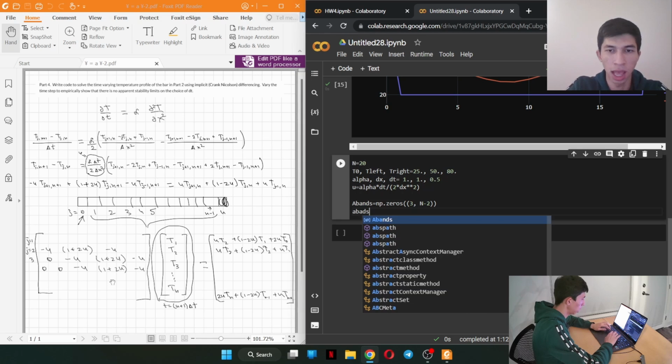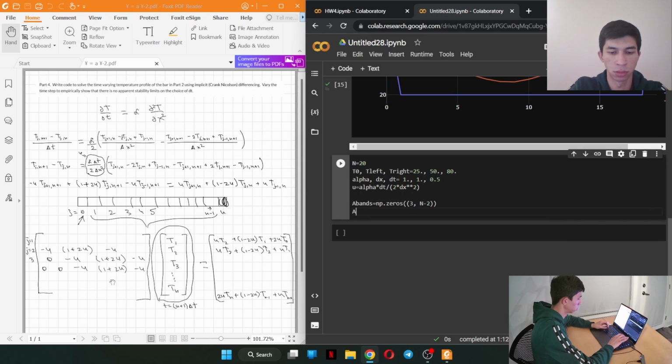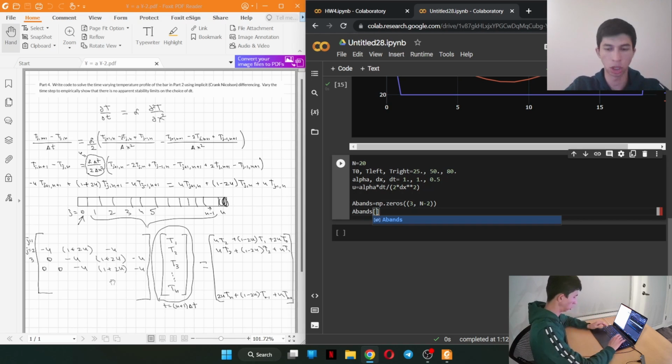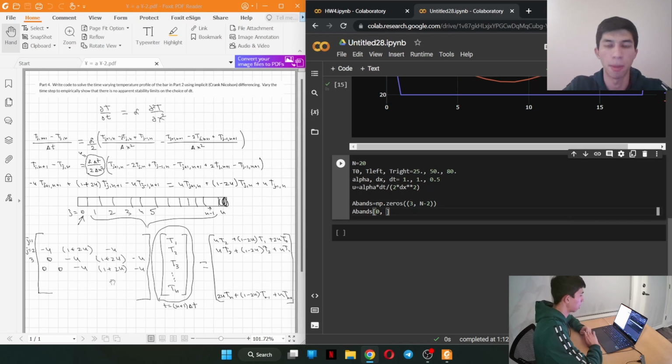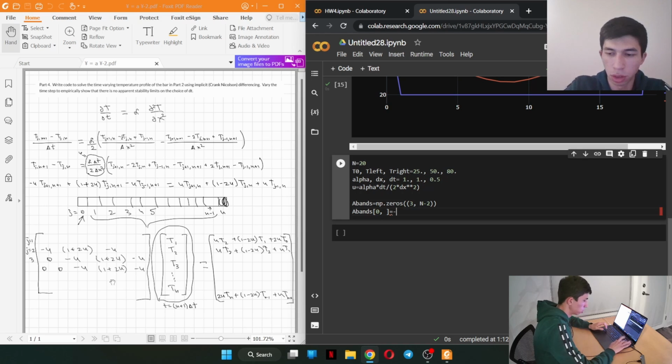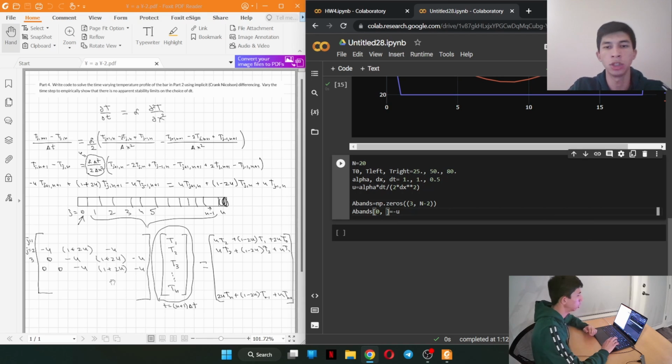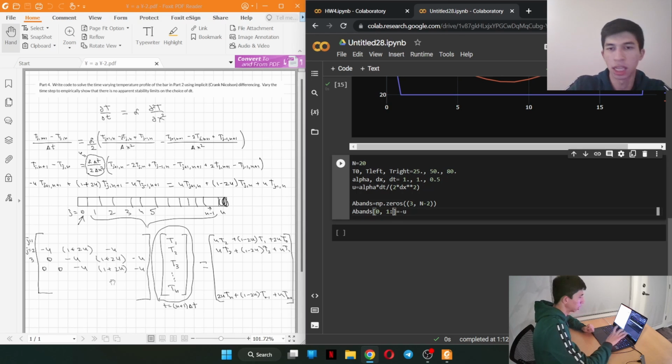So the first row of my bands is going to be negative u, right? I need to include which specific values. So that's going to start from 1 and continue until the end. That's going to be my values for negative u.